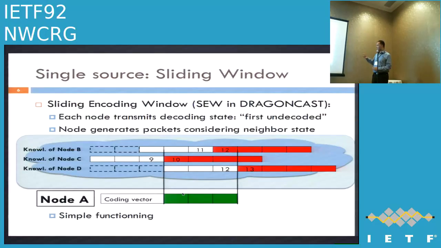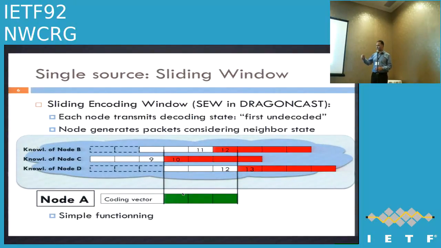So now back to the sliding encoding window mechanism. There is one in DragonCast, which is called SU, and it's very simple. It works as follows. Every node, as I said, piggybacks some of its state on the packet it generates, and here it's the index of the first undecoded payload. As in the example of the figure, nodes B, C, and D have decoded indices up to payload 11, payload 9, and 12.